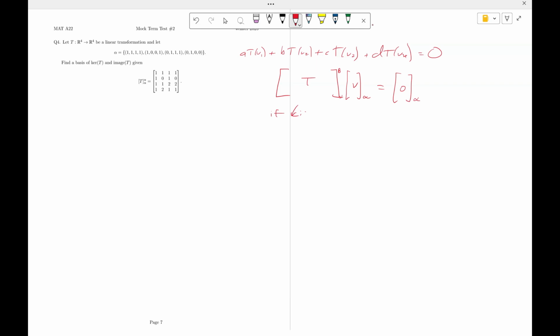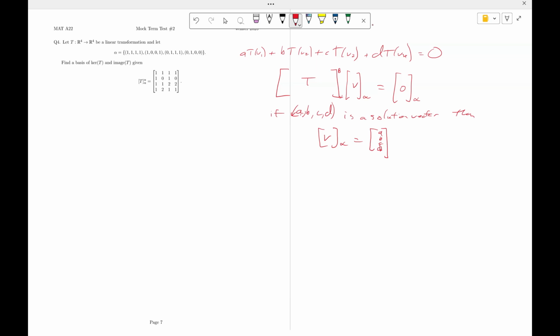So if the vector (a, b, c, d) is a solution vector, then v_alpha equals (a, b, c, d). So this means that when we get our solution set to this homogeneous system, we have to use alpha to convert it to determine what is my actual resulting vector.